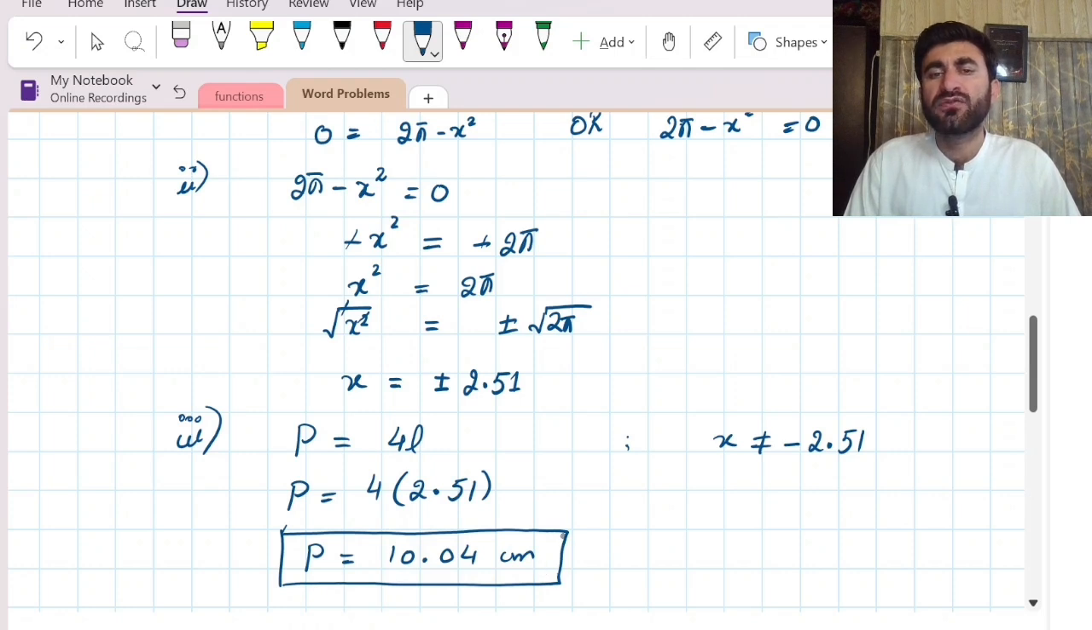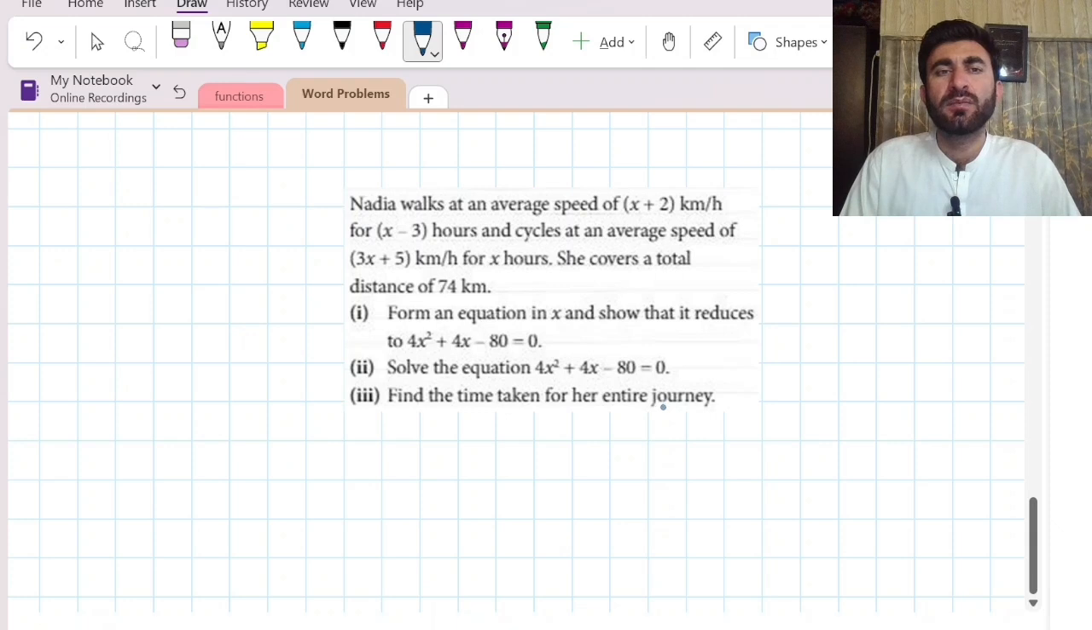So here the first problem is complete, and let us move to the second one. In the second problem, it states Nadia walks at an average speed of x plus 2 km per hour for x minus 3 hours and cycles at an average speed of 3x plus 5 km per hour for x hours. She covers a total distance of 74 kilometers. Then we are to form an equation in x, show that it reduces to 4x square plus 4x minus 80.